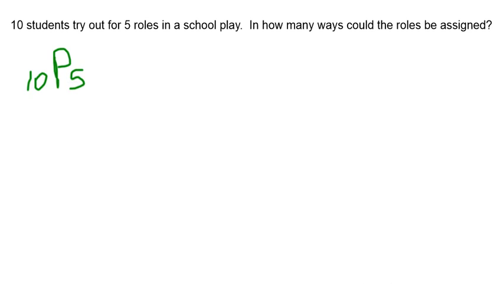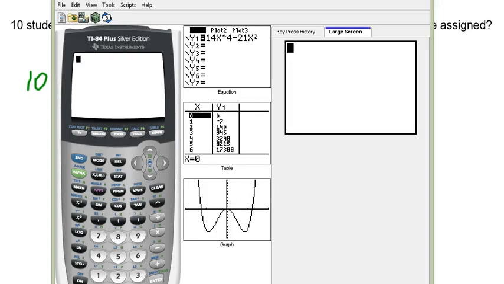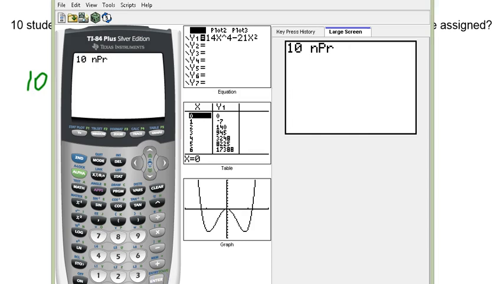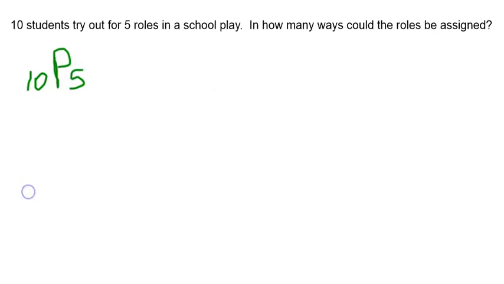Now that we understand what the formula is, we can use technology to simplify this. So if we type in our 10 total objects, go to Math, Probability, the second one down, our permutation. We have 10 total objects, 5 roles are being assigned, so if we calculate this, there would be 30,240 ways the roles could be assigned. So 30,240 different ways to assign 5 roles out of 10 students trying out.